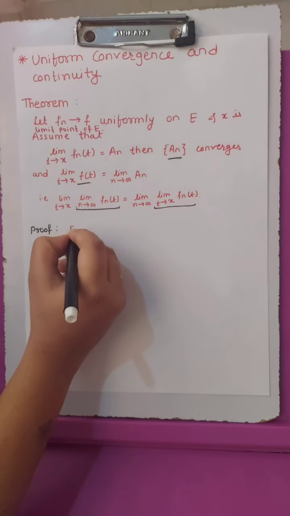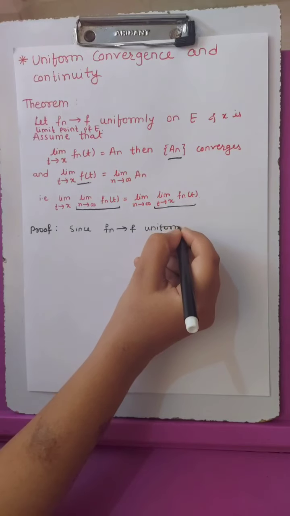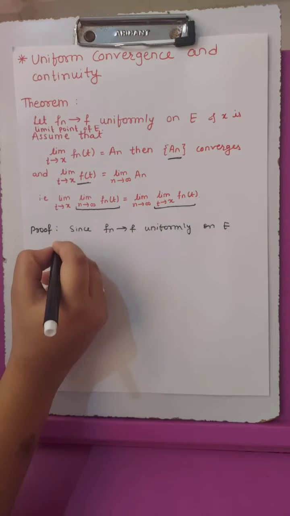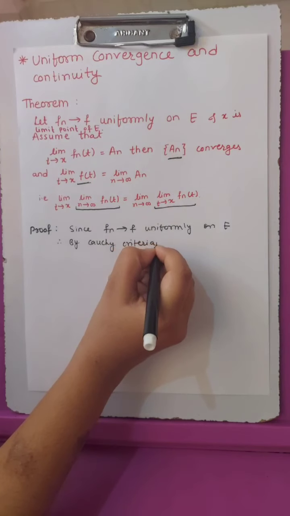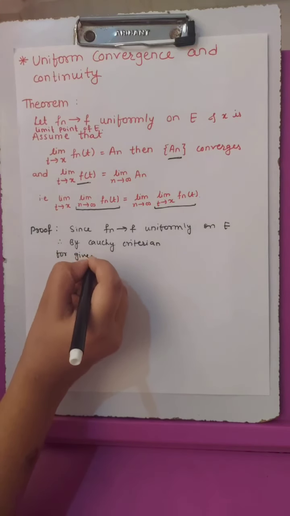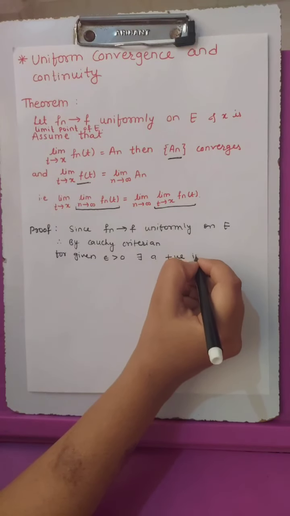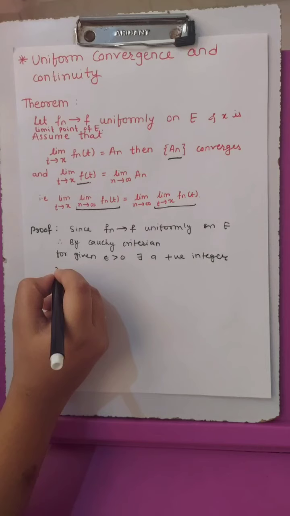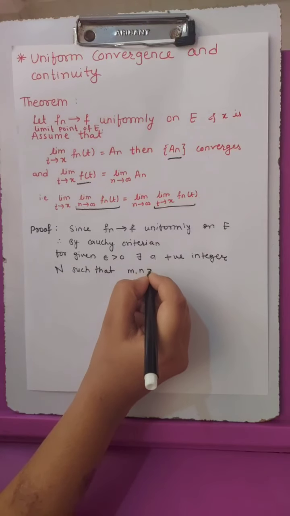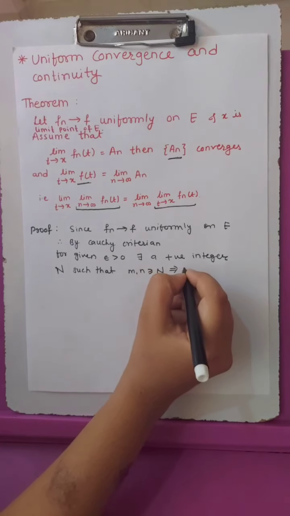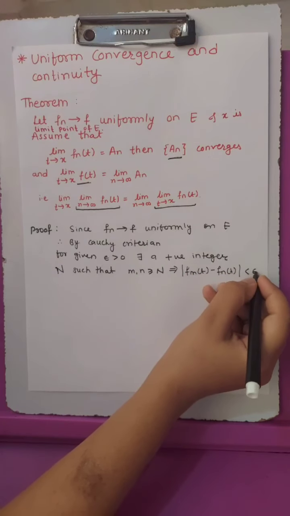So let's start with the proof. Since Fn converges to F uniformly on the set E, therefore by Cauchy criteria, for given epsilon greater than 0, there exists a positive integer N such that m, n greater than this integer N implies that mod of Fm of t minus Fn of t is less than epsilon.